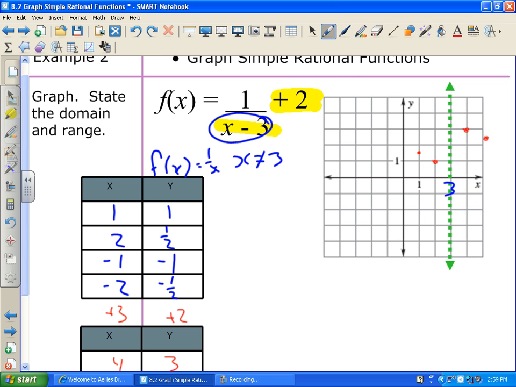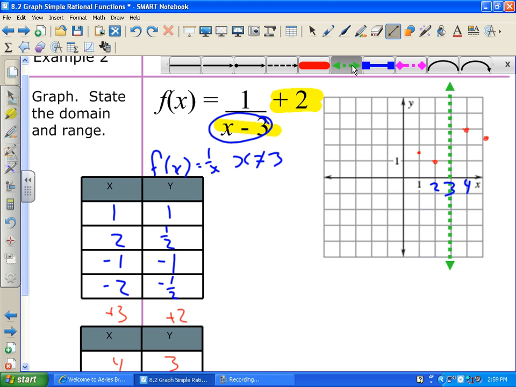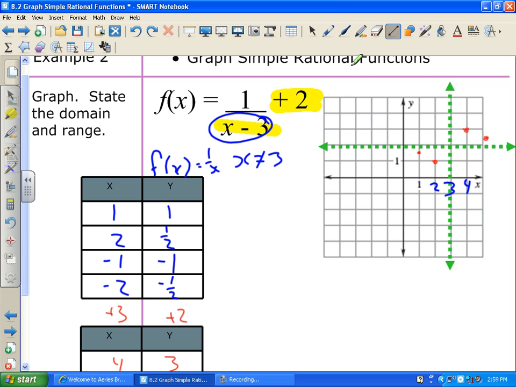I put that vertical asymptote at x equals 3 because x can never equal 3. And if x can never equal 3, that means y can never equal 2. And again, notice that positive 2 is our horizontal y asymptote, and positive 3, which is opposite x, is our vertical x asymptote. After you got your asymptotes in, you can see how this graph is going to behave. Draw your curves towards the asymptotes.